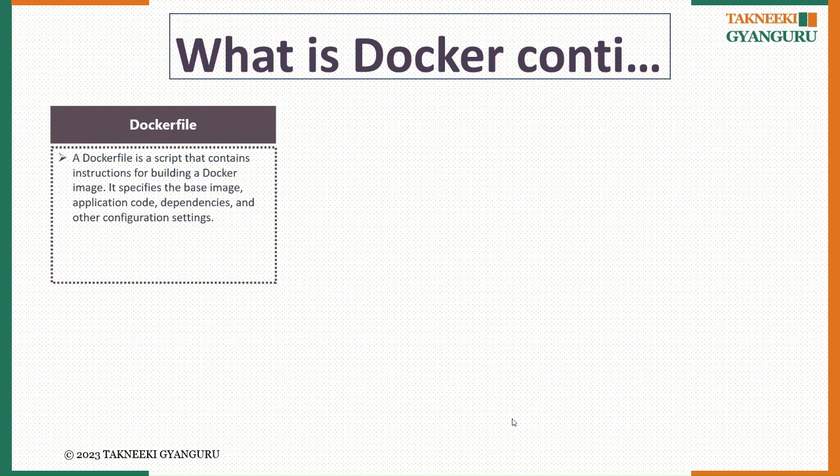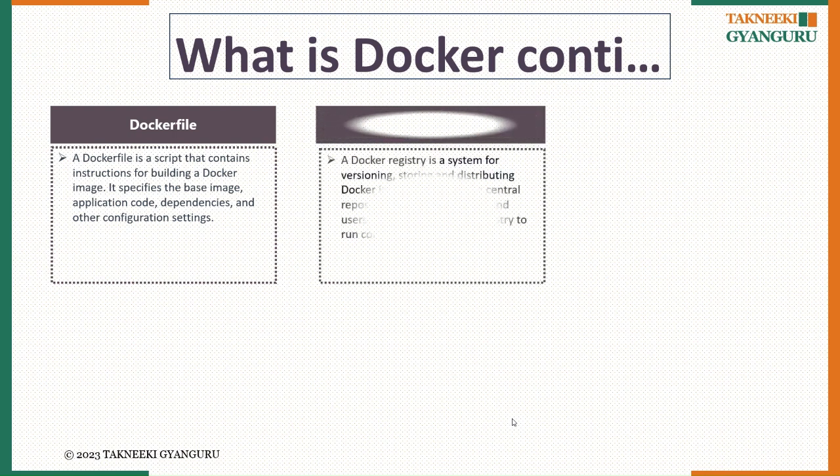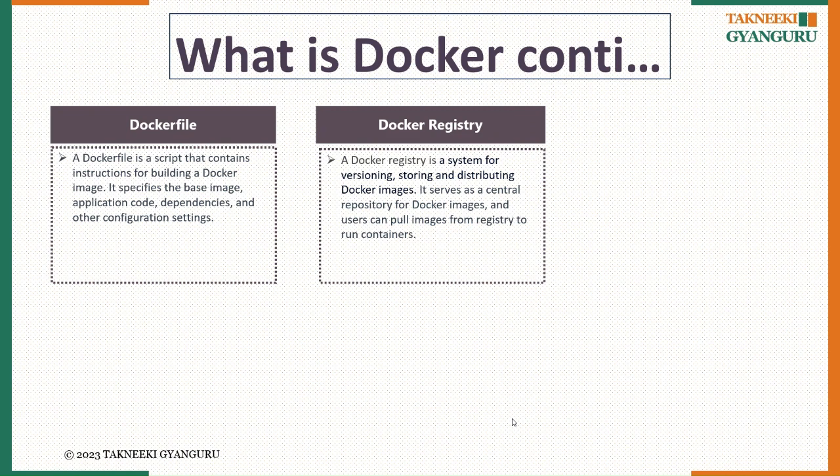So once we have the Docker file ready, then using this Docker file we'll create an image, so that at the runtime using this image we'll create a container, right? So next one is Docker registry. Docker registry is basically a repository where we will store our images.